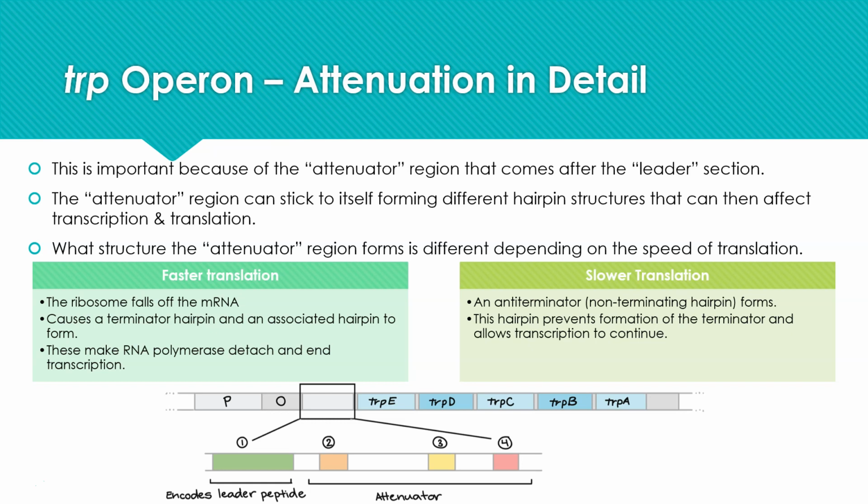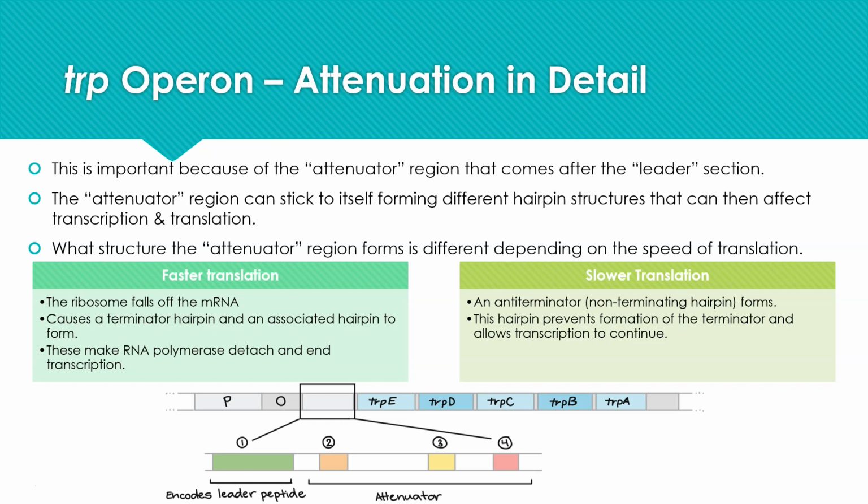How fast that translation happens, remember, I said has an impact on how quickly the mRNA moves through the ribosome. If you move the mRNA through the ribosome quickly, that causes 3 and 4 to stick together. If, on the other hand, you move slower, it causes 2 and 3 to stick together. And we'll see that on the next slide.